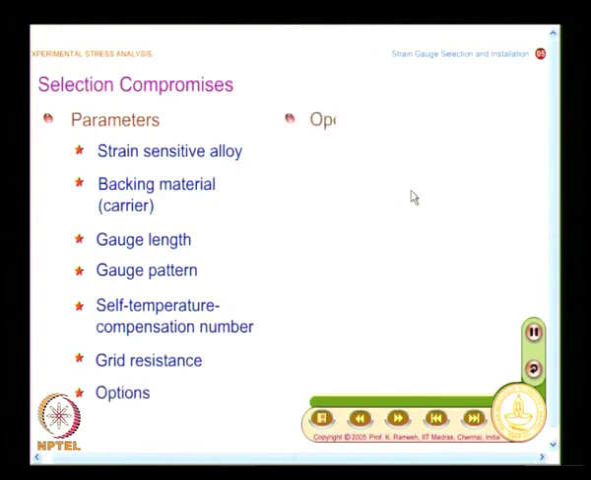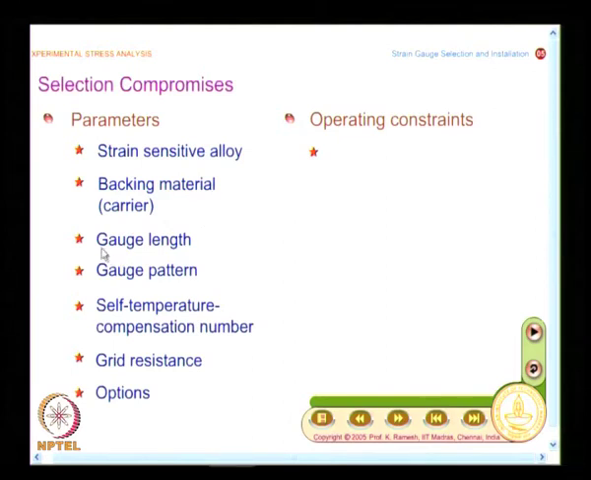And when I look at a strain gauge, what all do I need to worry about? I need to worry about what is the strain sensitive alloy that I need to select. We have seen in an application where stability was important, going from Advance to Karma improved the performance. And in the same application we also saw the selection of backing material from polyimide to epoxy phenolic resin has definitely improved the performance.